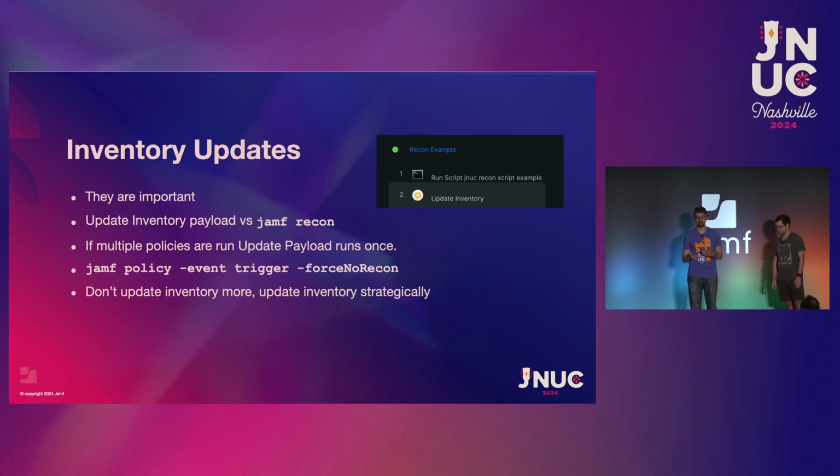And when you call an event with a custom trigger, you can also add the flag forceNoRecon onto that trigger, and then it will skip the recon. So that way, if you have a script that's calling a bunch of other policies, you can have that parent script control when you're going to recon and not have to worry about if there's recons in those other policies. So that's one of the main things about that.